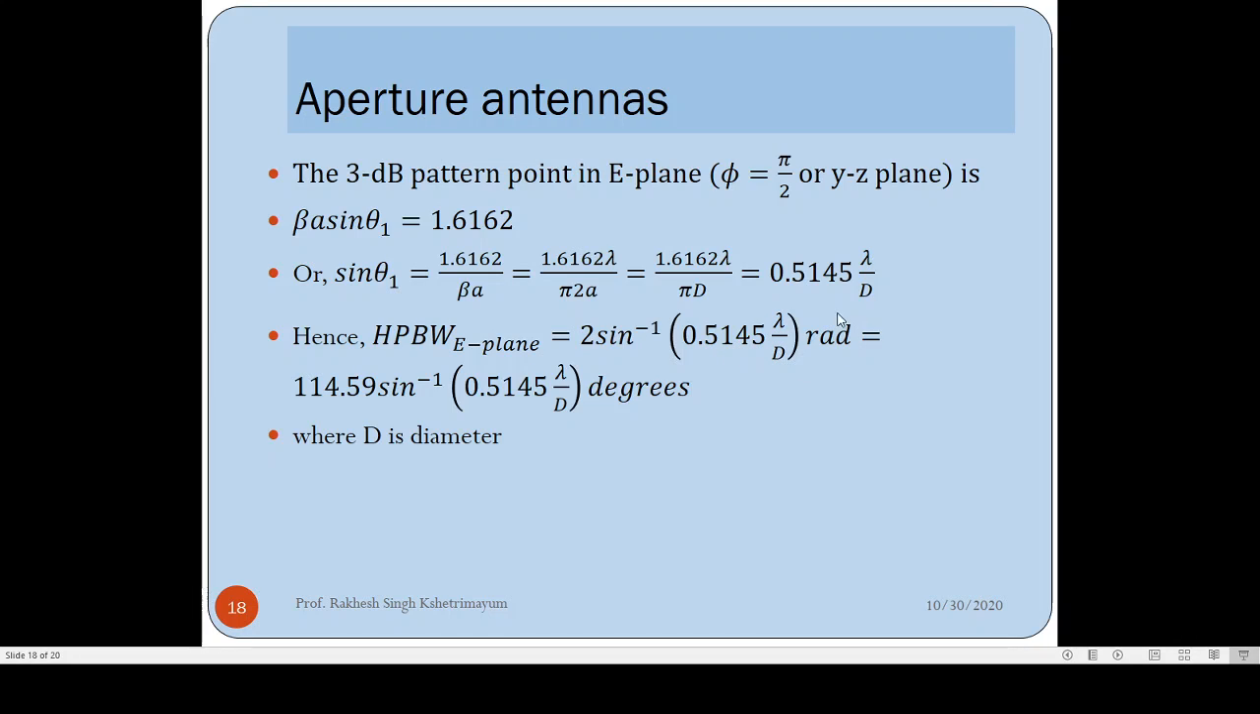You can even change this to degrees, it will become 114.59 sine inverse 0.5145 lambda by d in terms of degrees. D is the diameter, lambda is the wavelength. So it means when you keep on increasing the diameter of the circular waveguide, open-ended waveguide, this half power beamwidth is going to reduce.